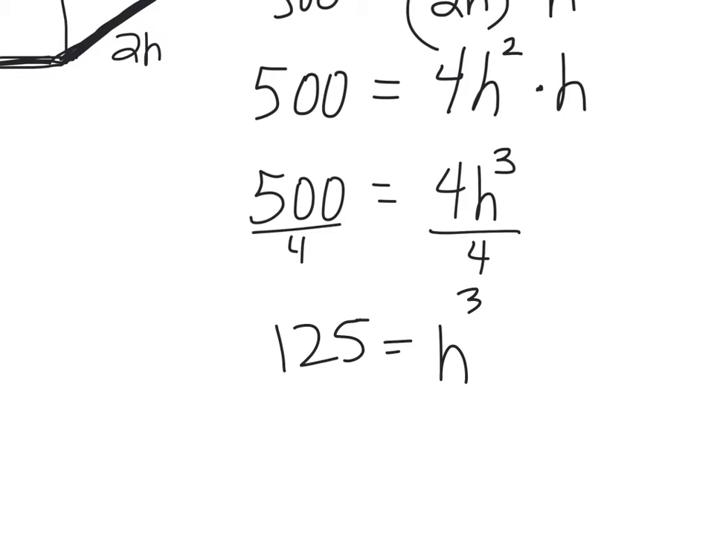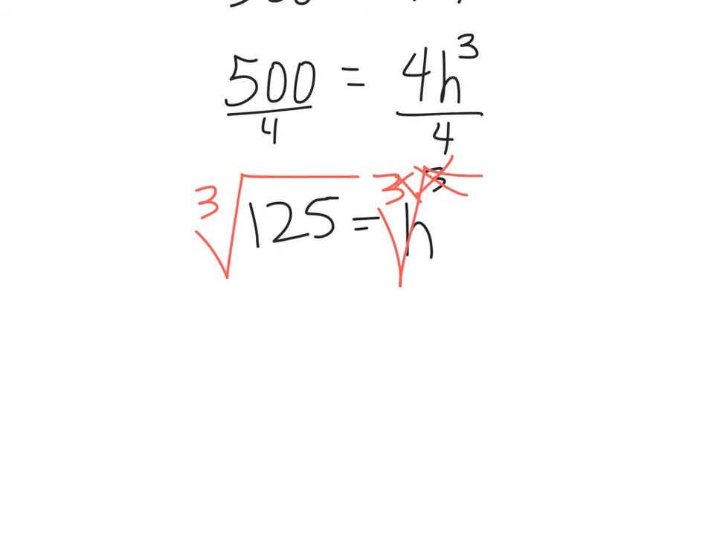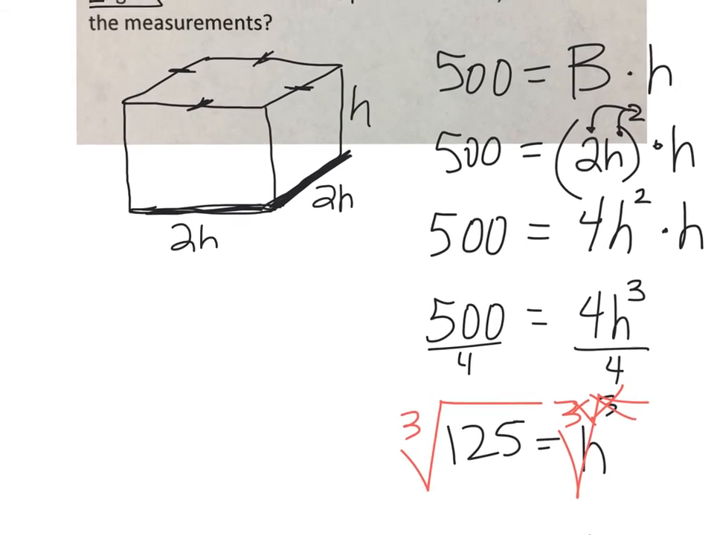And then our last step to solving this is to take the third roots of both sides. That's how we get rid of an h cubed, is we take the third root. Okay, so this means we have a height of, my calculator tells me this is 5. So I have a height of 5.